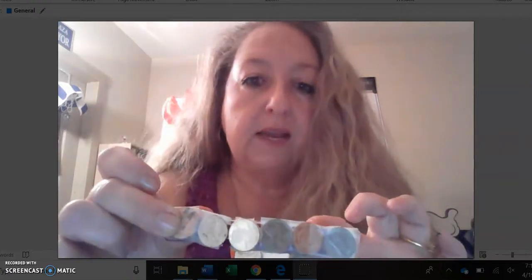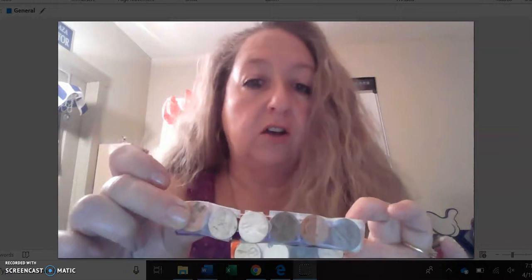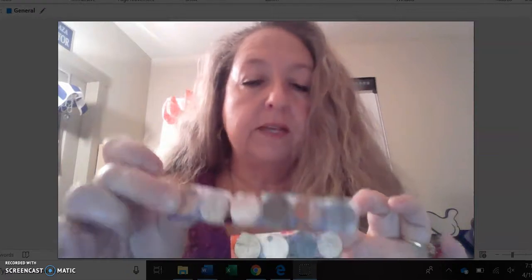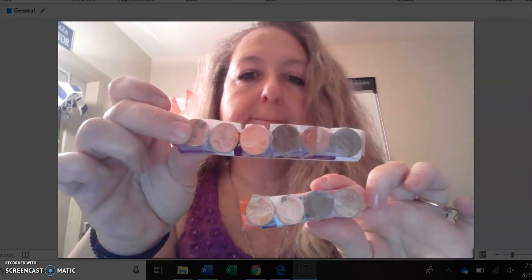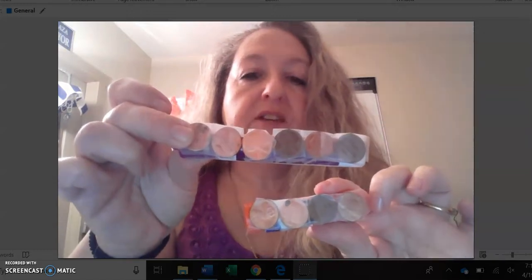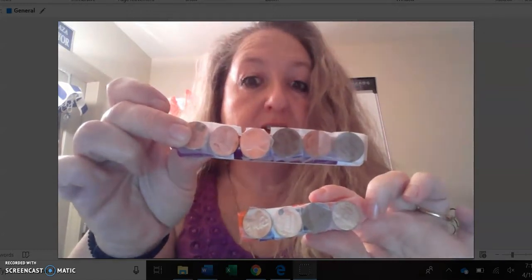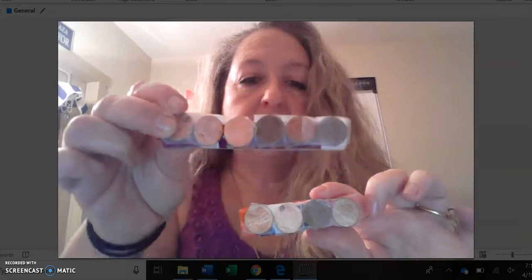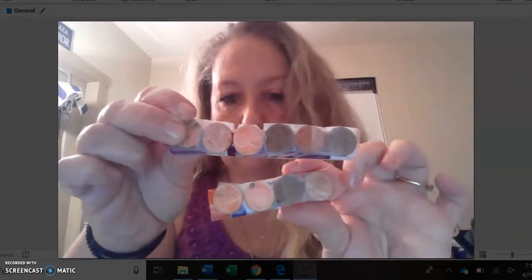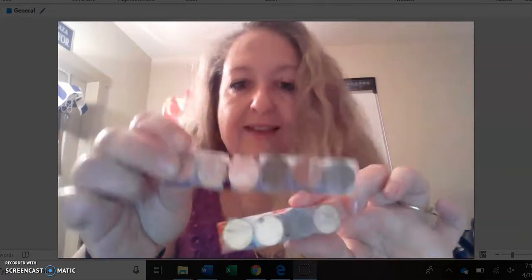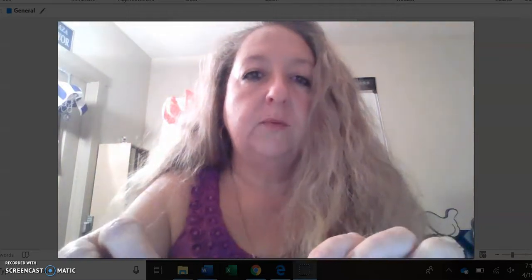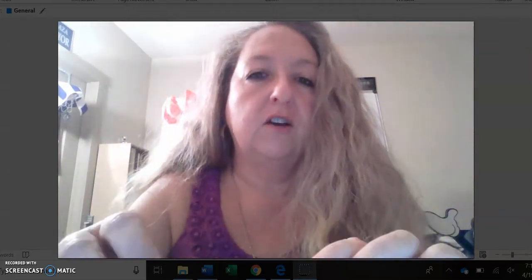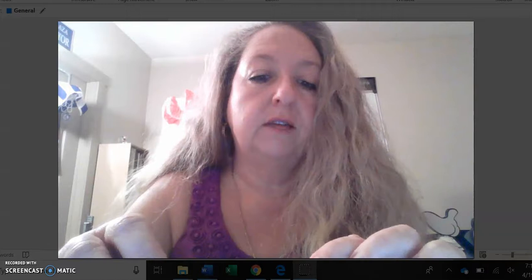So some words you would hear for length are longer and shorter. So which one of these objects is longer? If you said the marker, you are correct. Which one of these objects is shorter? Yes, the glue stick is shorter. So when you're talking about length, we're going to use words like longer and shorter.